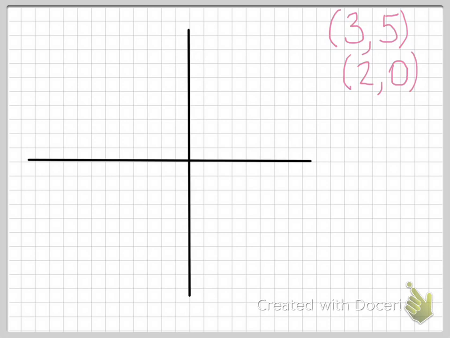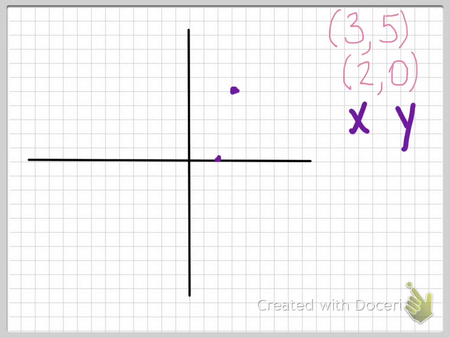So we have 3. Remember, these are our x's, and these are our y's. So 1, 2, 3, and then up 5. 1, 2, 3, 4, 5. So we have 1 point here. And then we have 2, 0. 1, 2, and we don't move up at all on 0. So here is our other point here.